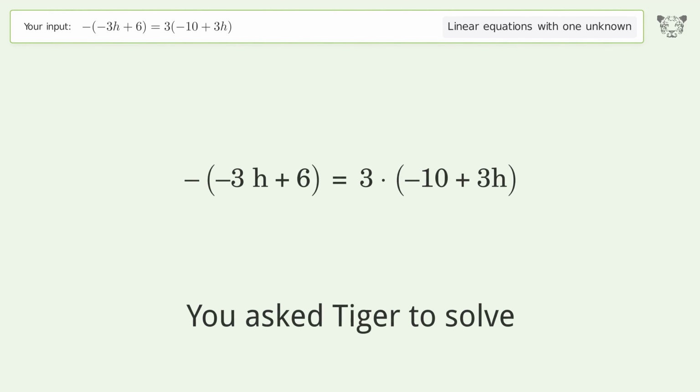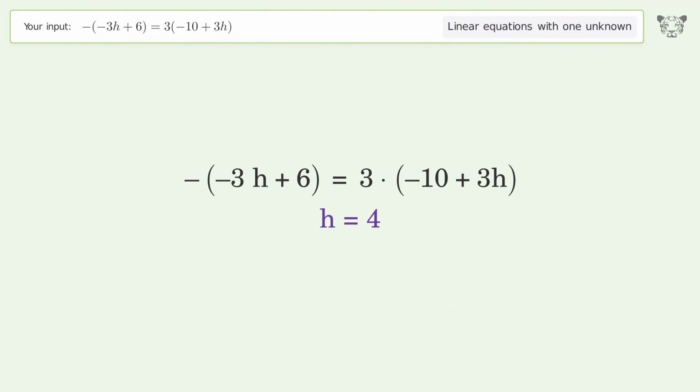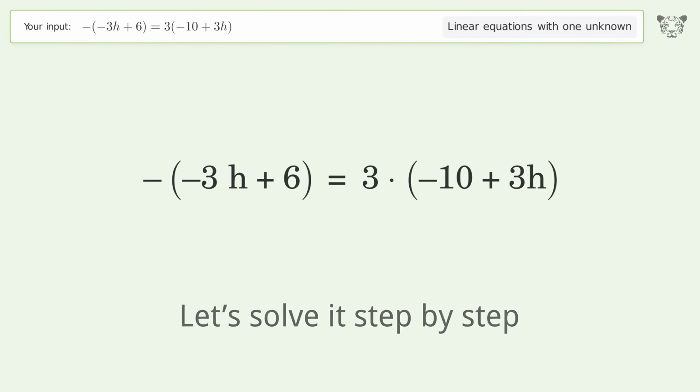You ask Tiger to solve this. This deals with linear equations with one unknown. The final result is h equals 4. Let's solve it step by step.